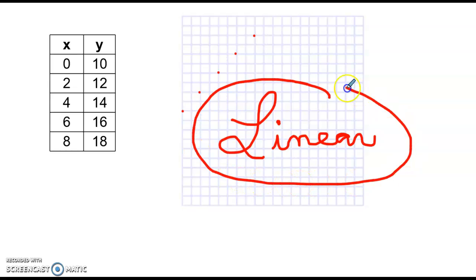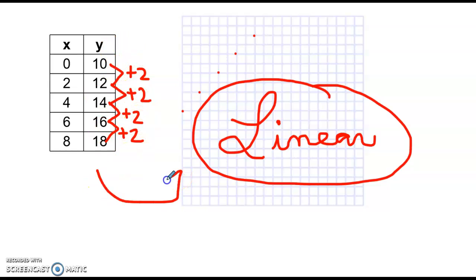The other way we could check that, looking at the table, from 10 to 12, we add 2. From 12 to 14, we add 2. From 14 to 16, we add 2. From 16 to 18, we add 2. You're always adding the same amount. You're adding a constant there on your y's, so that's another way to know that it is linear.